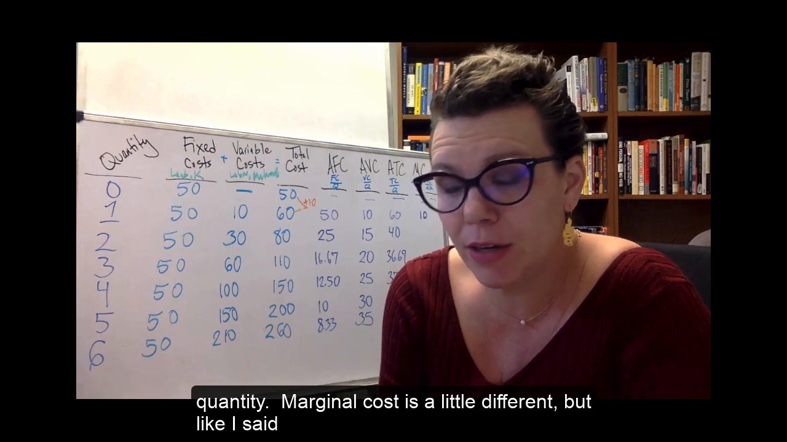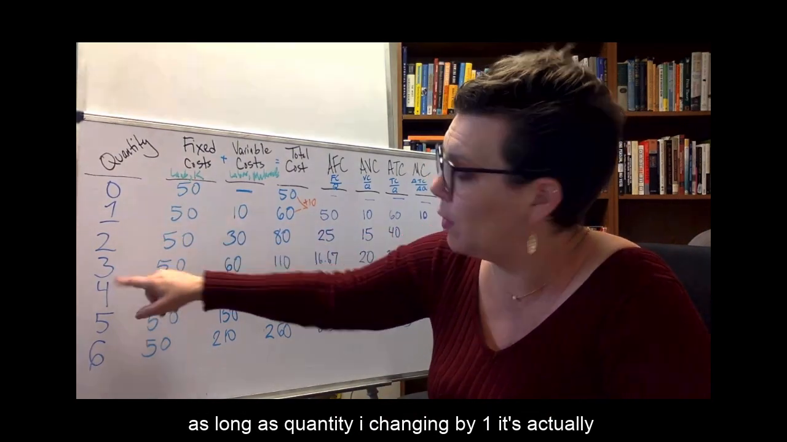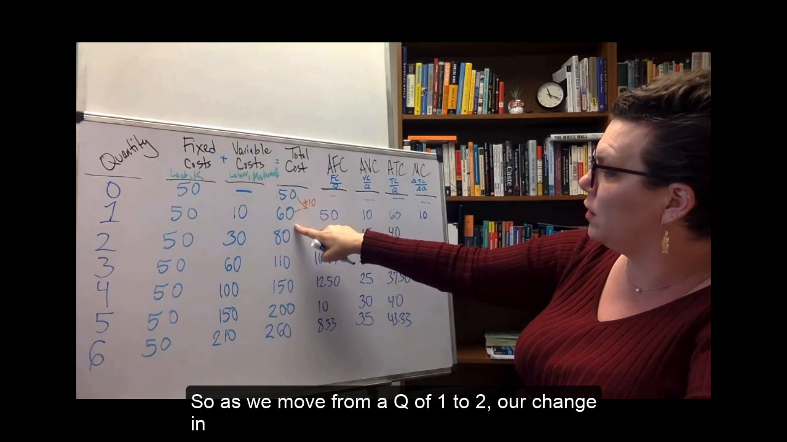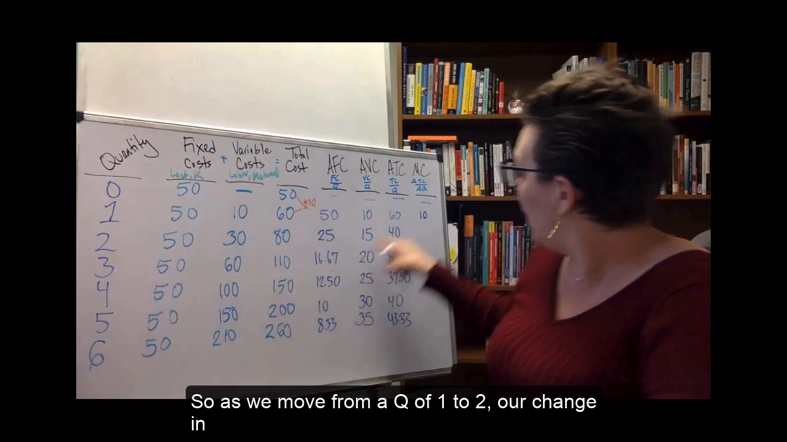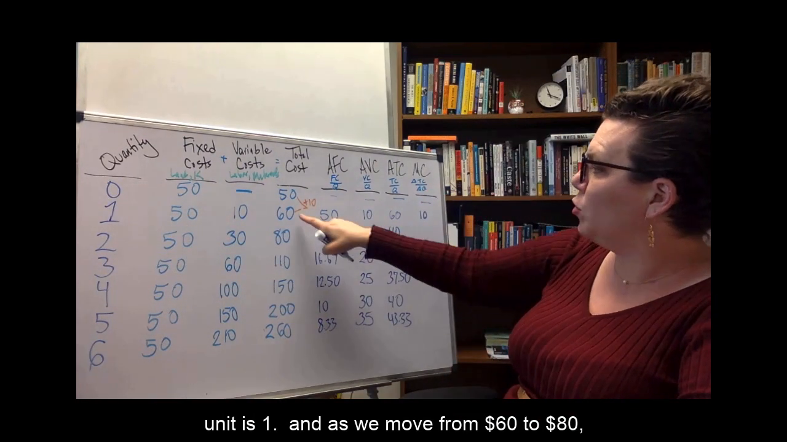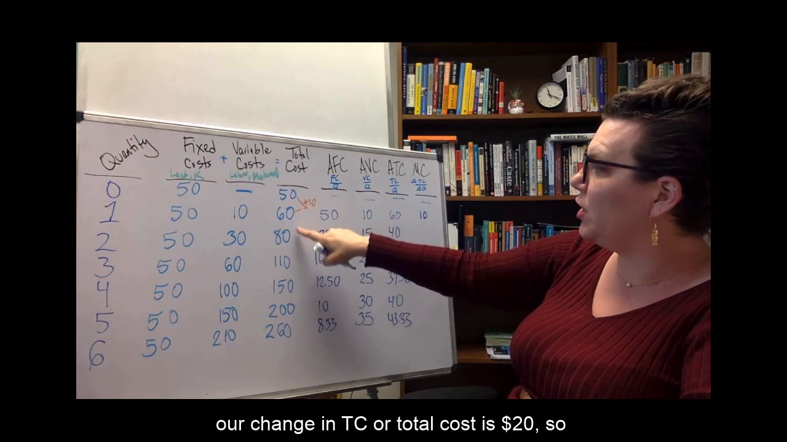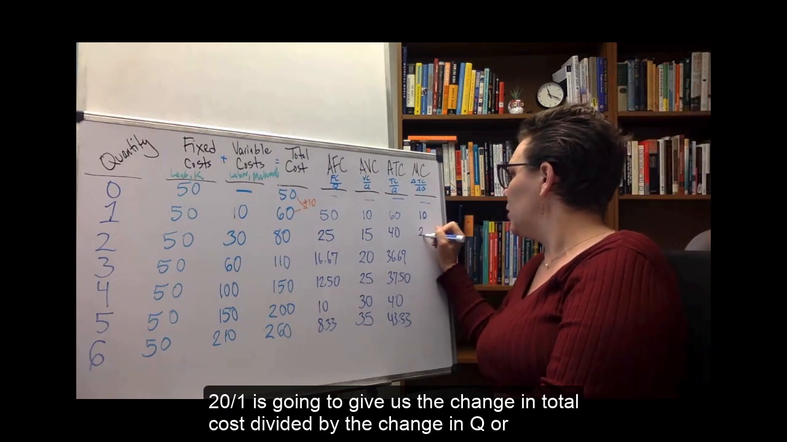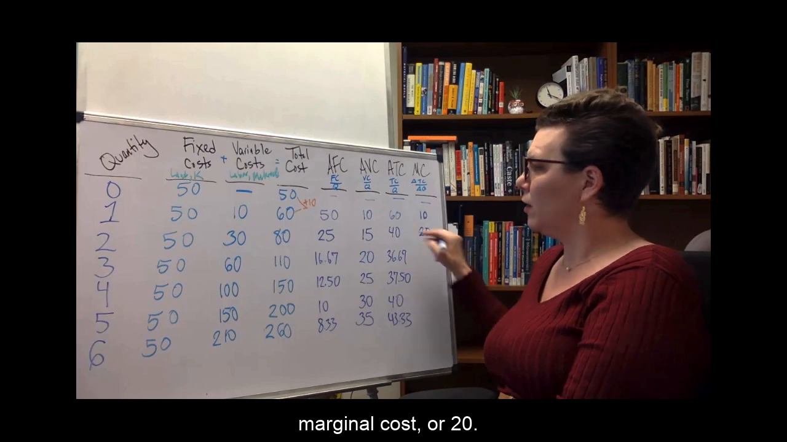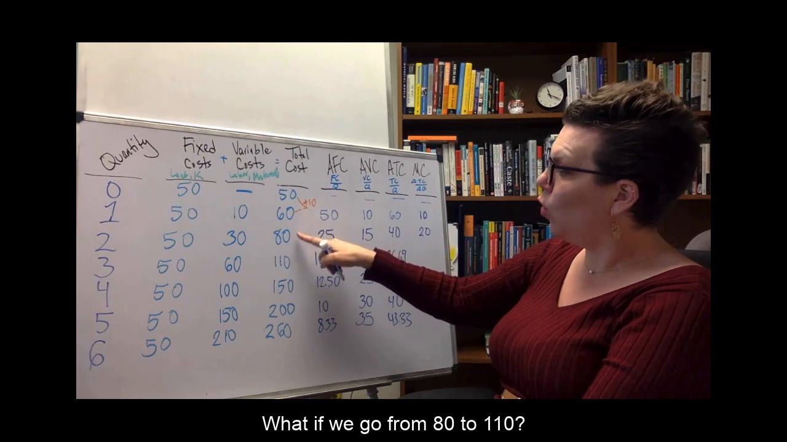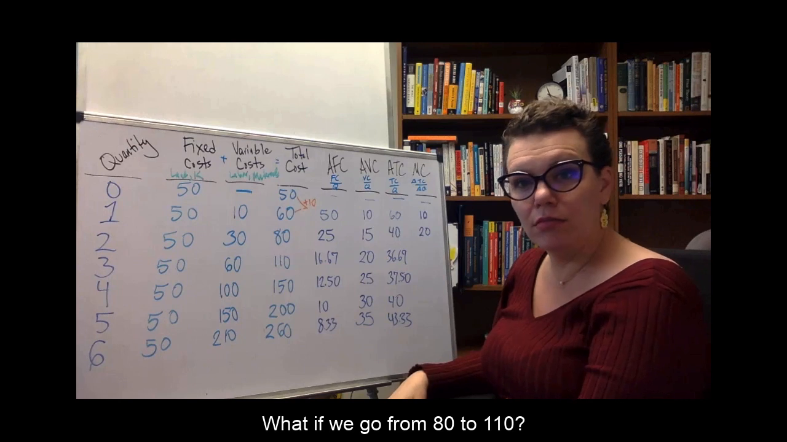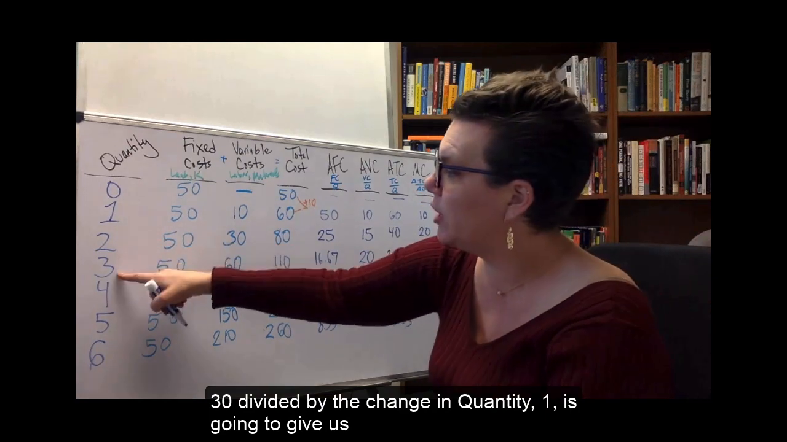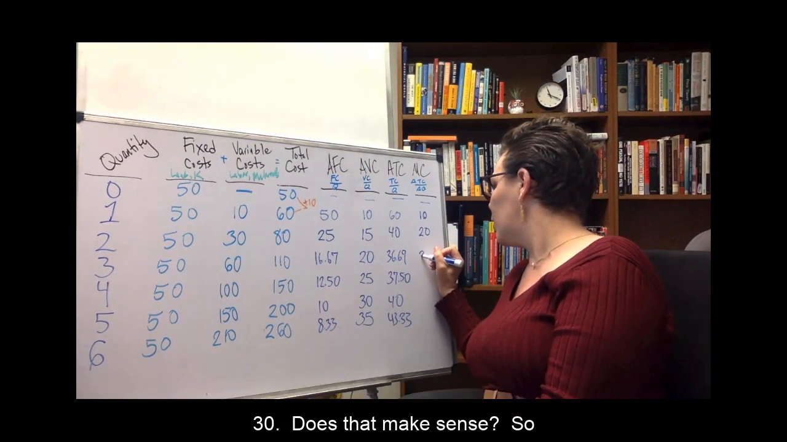Marginal cost is a little bit different, but like I said, as long as quantity is changing by 1, it's actually really straightforward because all we're looking at is the change in total cost. So as we move from a quantity of 1 to 2, our change in Q is 1, and as we move from 60 to 80, our change in TC, or total cost, is 20. So 20 divided by 1 is going to give us a marginal cost of 20. 80 minus 60 is 20. What if we go from 80 to 110? Well, 110 minus 80 is 30. 30 divided by the change in quantity, 1, is going to give us 30.